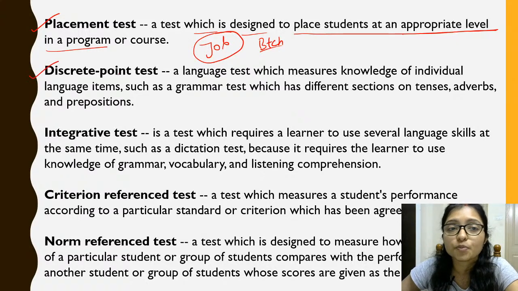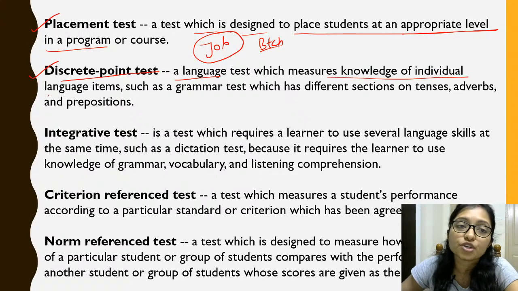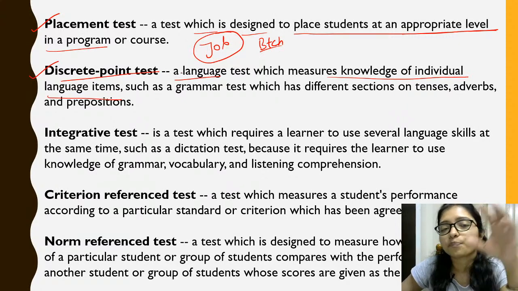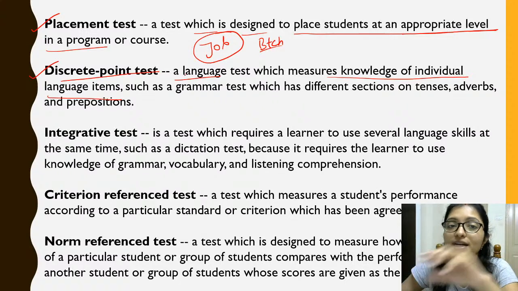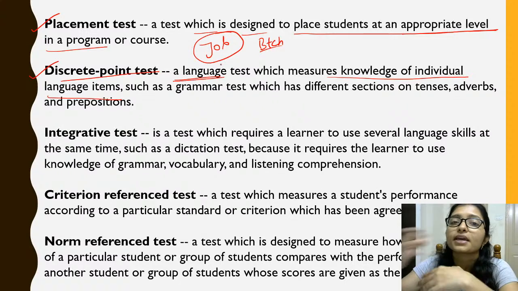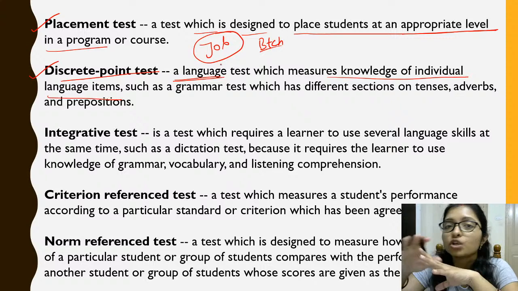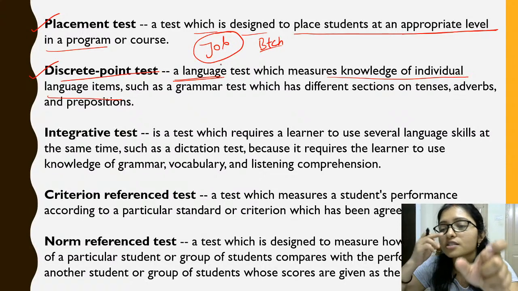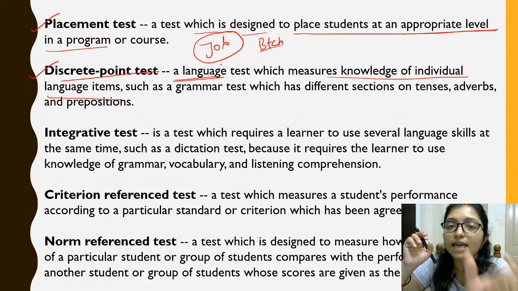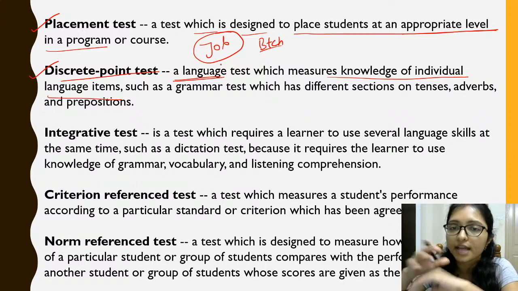Now discrete-point test. What is discrete-point test? A language test that measures knowledge of individual language items. Here I am taking language because it is not only for language, but I am taking it for language so that we can compare. Don't think it is always for the language test. I am taking the language because with the same example it will be understandable, that's why.